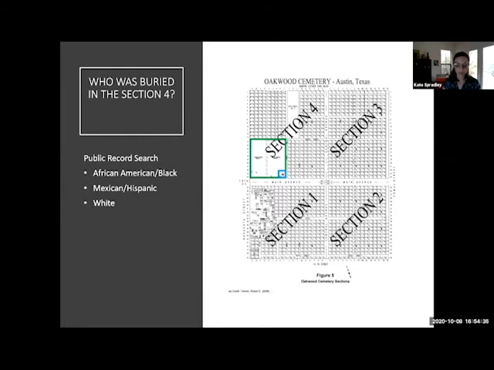So a few summers ago, we had a McNair scholar from Trinity University, Michelle Wynn, who interned with us. And she downloaded and compiled all of the cemetery records from Oakwood. They had been digitized and were available through the Austin Public Library. And we discovered that section 4, where the chapel was built, was referred to as the stranger's ground, or as it is called, the colored grounds.